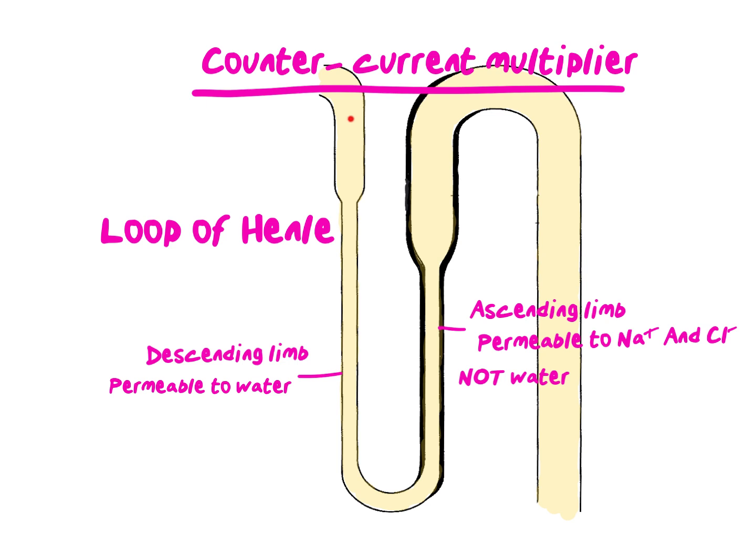We have a descending limb of the loop of Henle. We have an ascending limb of the loop of Henle. So downwards, descending, upwards, ascending. Two things to note about these. One, the ascending limb of the loop of Henle is permeable to sodium and chloride ions, not to water. So the walls of the ascending limb are impermeable to water. The descending limb is permeable to water.